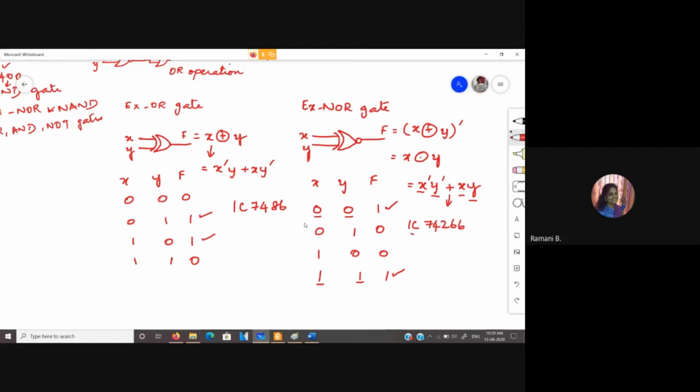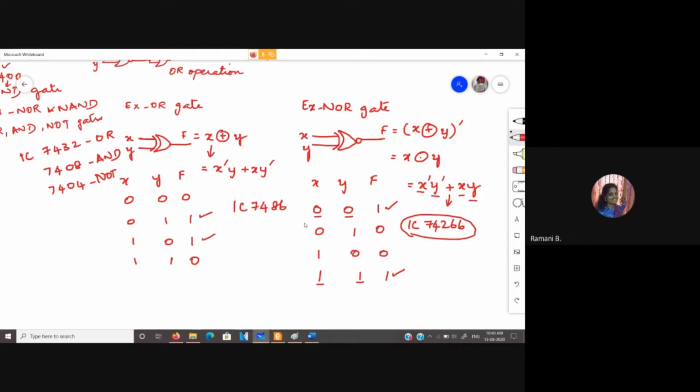This generally we won't be using much in our lab. We will be using all the other ICs actually. So if at all you come over here for the labs, you will be using all these. For the OR gate, you have IC 7432. AND gate, you have 7408. NOT gate, you have 7404.